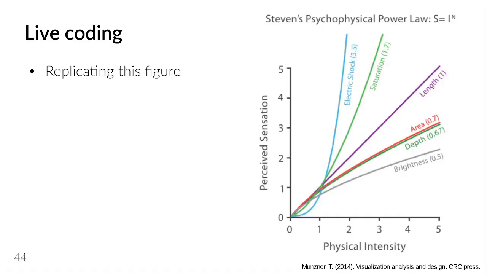So now we're going to do some live coding to replicate this figure that we saw in the last lecture. It's a good example because it involves a basic kind of plot, but with multiple categories, and it involves customizing a few different aspects of the plot.